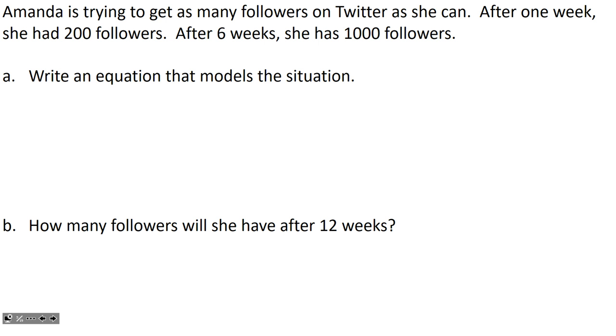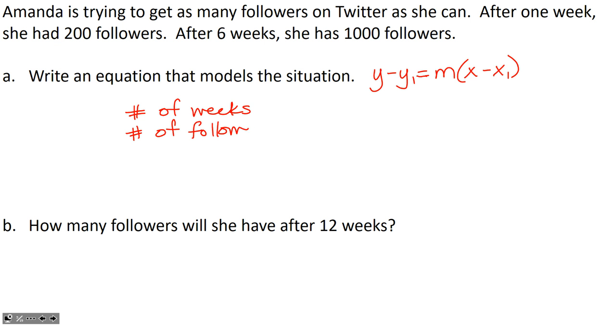So in this case, I'm going to tell you we're going to use point slope form: y minus y1 equals m times x minus x1. Our two variables are the things that are changing or that we don't know. The things that are changing are the number of weeks and the number of followers. The number of weeks affects the number of followers, so x is our independent variable, y is our dependent variable.